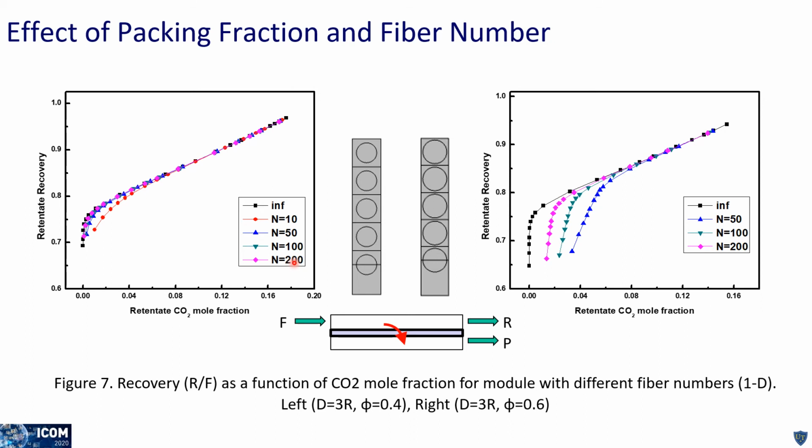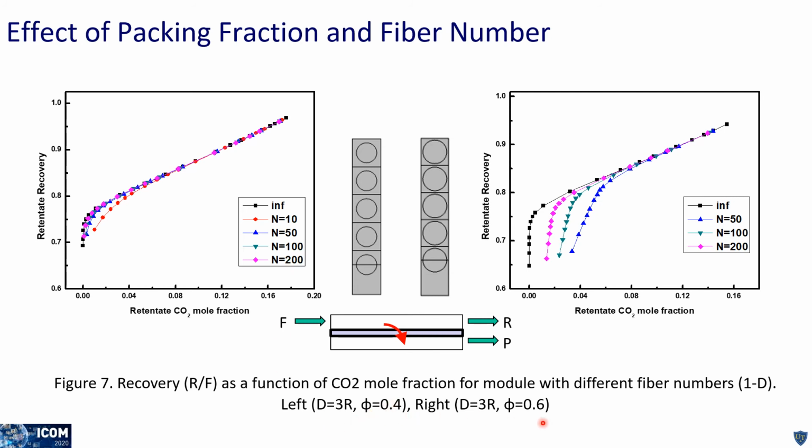And what we see in the case on the left over here, where we have a packing fraction of 0.4, is that there is a small decrease in performance: for a given CO2 concentration in the retentate, we see a reduction in the recovery of the nitrogen in this case that we're leaving behind. We see a small drop for 10 fibers, but that decrease goes away as we increase the number of fibers to 50 and is virtually non-existent as we go to 200. This is for the case where we had the packing fraction of 0.4.